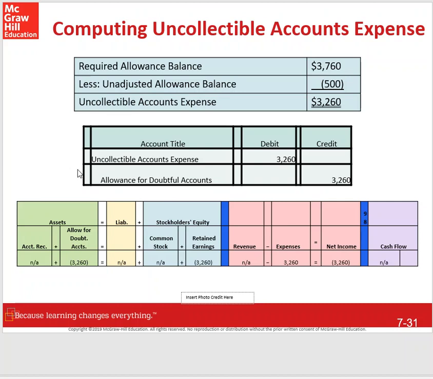So again, here's another example of step one, establish the allowance. We're debiting uncollectible accounts expense for $3,260 and crediting allowance for $3,260. Again, both sides of the accounting equation are going down. We expense it, bringing down our net income and therefore our retained earnings. And our allowance for doubtful accounts is a contra asset account, so it's going down on the asset side.